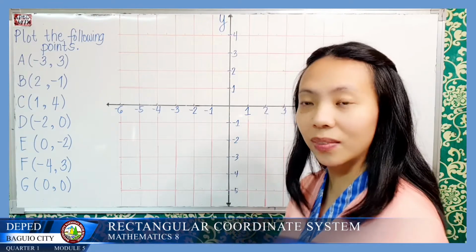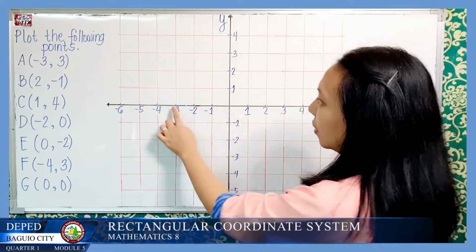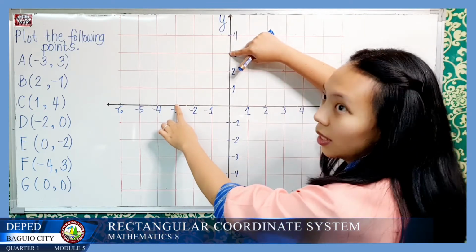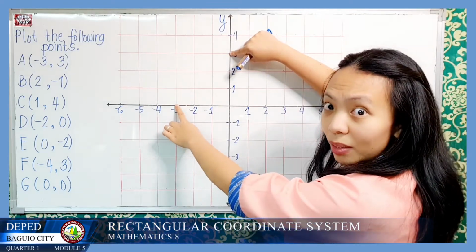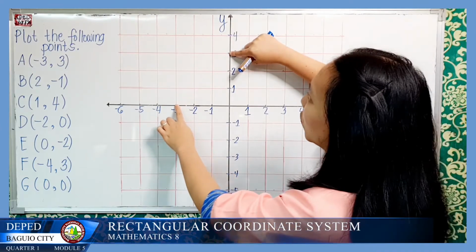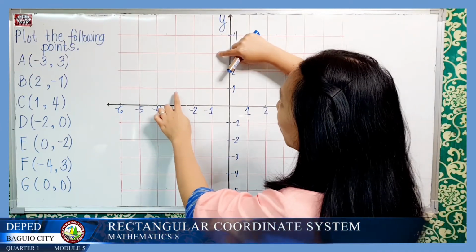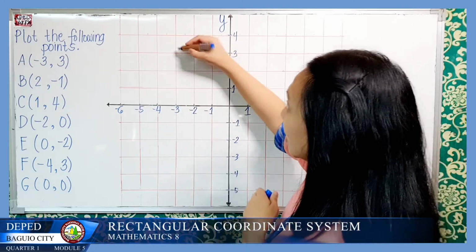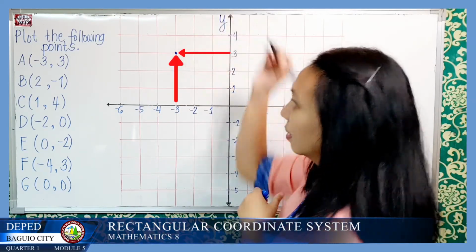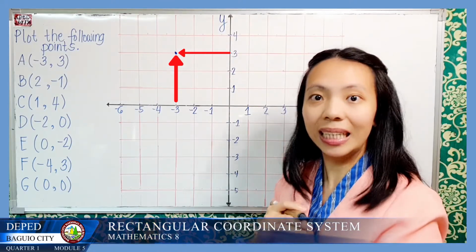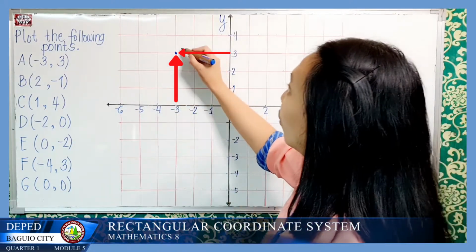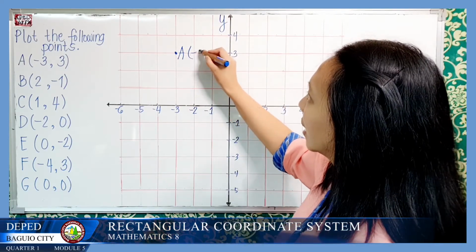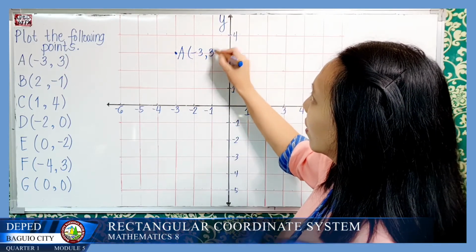So let's locate these numbers. -3 along the x-axis and 3 along the y-axis. Now, where is the point located? We are going to find out the point of intersection of these two numbers, and they intersected at this point. Therefore, that is the location of point A, whose coordinates are -3, 3.